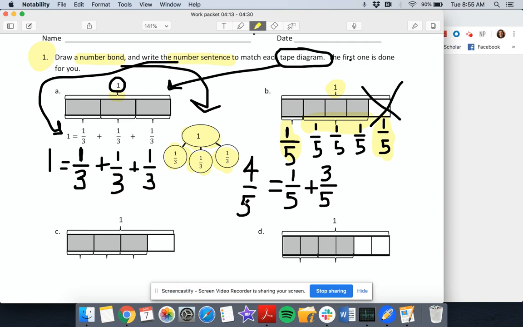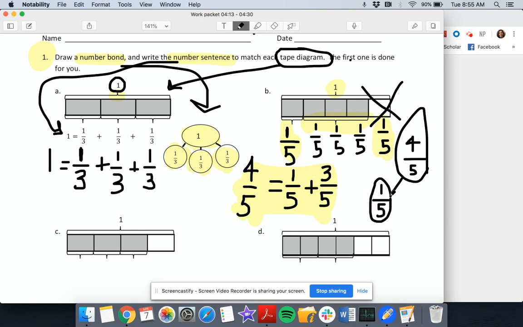So 4/5 is equal to 1/5 plus 3/5 would be my number sentence. And then let's put this also in a number bond. So same thing, I'm just going to copy 4/5, which is on top. Then I will have 1/5 over here, and then 3/5 over here.